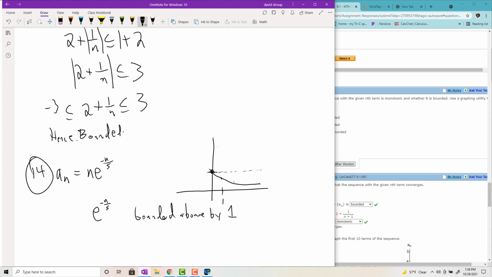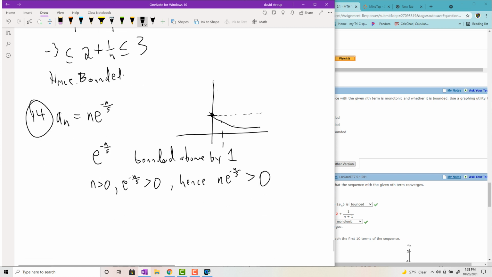Well, n is positive. n is greater than 0. e to the negative n over 5 is also greater than 0. Thus, the product will be greater than 0. Hence, n times e to the negative n over 5 will be a positive times a positive, which will be a positive. In other words, greater than 0. So it is bounded below by 0.